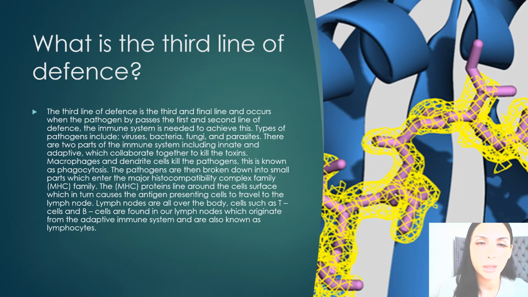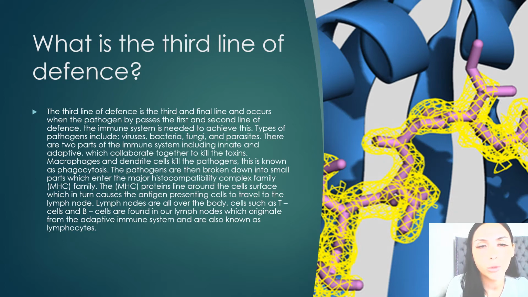The pathogens are then broken down into small parts which enter the major histocompatibility complex family, also known as MHC in short. The MHC proteins line around the cell's surface, which in turn causes the antigen-presenting cells, also known as APC in short, to travel to the lymph node.